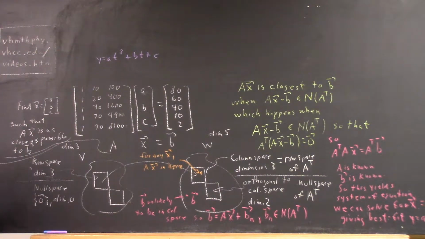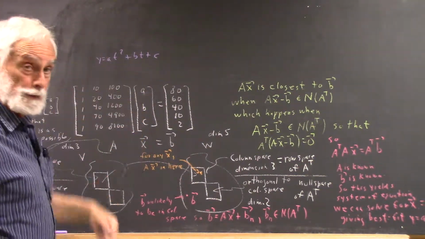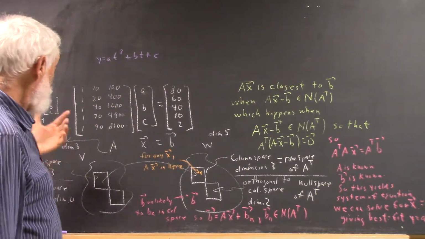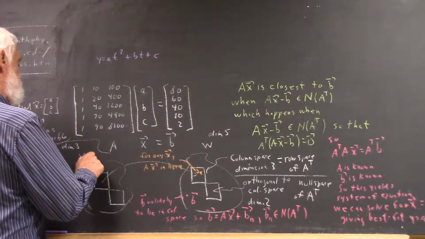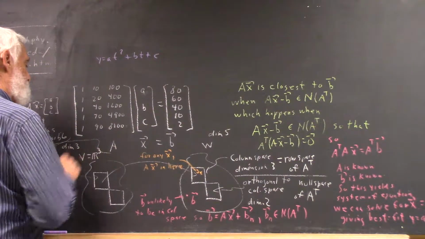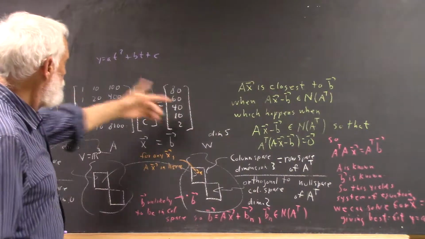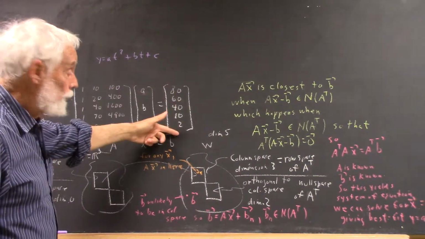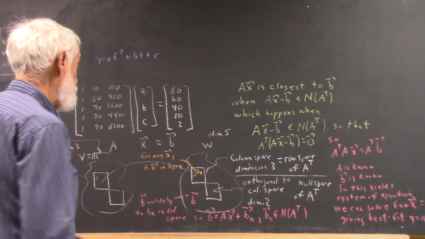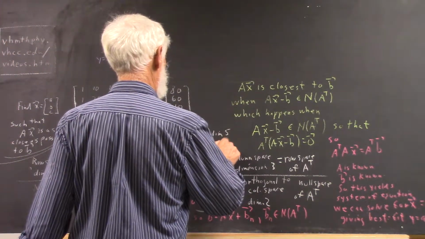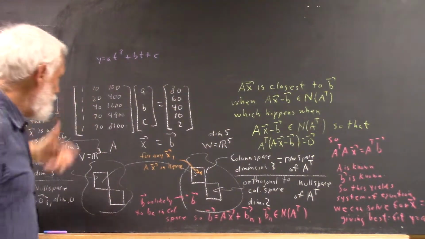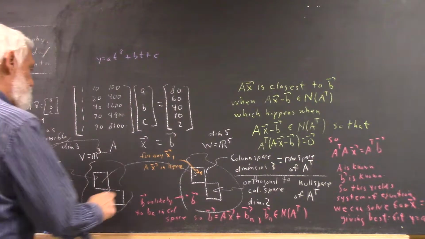Okay, so here's our picture. Now this matrix acts on vectors of length 3, so this ABC is a vector in R3. So V is the same as R3, and we get vectors when we put different values of A, B, C in here. We get vectors over here that are members of R5. So that W is R5.